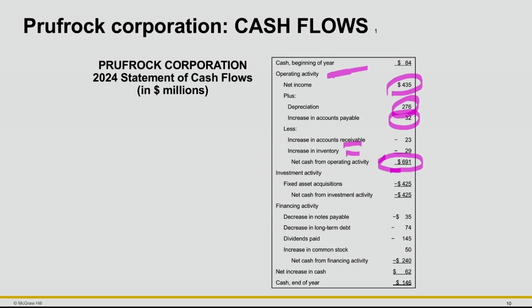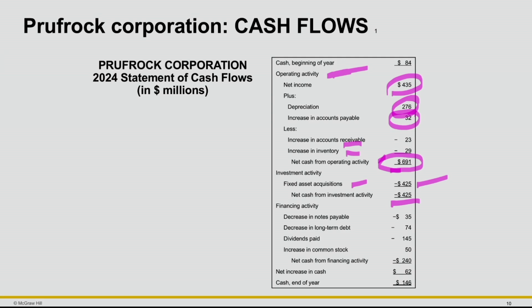Now, what did we do in terms of investments? And here we're always looking at long-term assets. So we had our fixed assets went up by $425 million. So that was a use of $425 million. So we're done with investment activities and operating activities. Now on to financing activities.